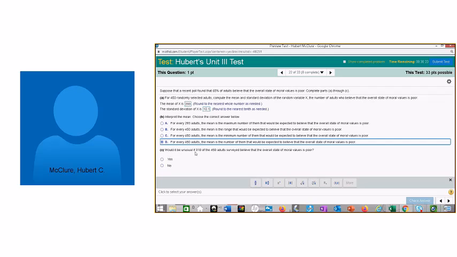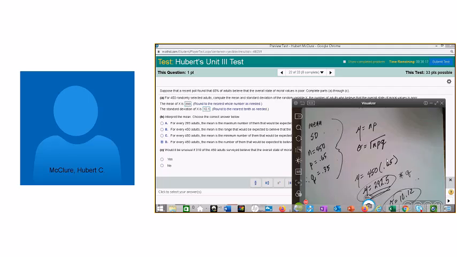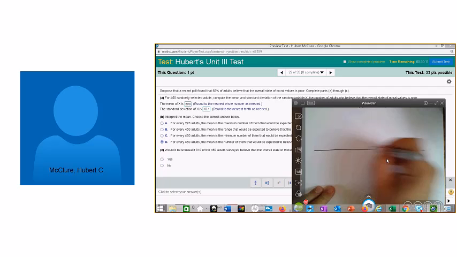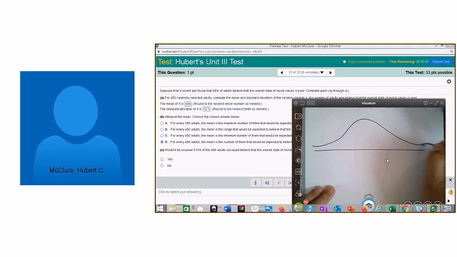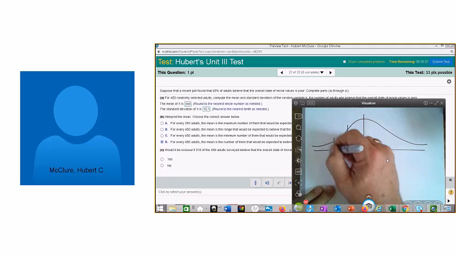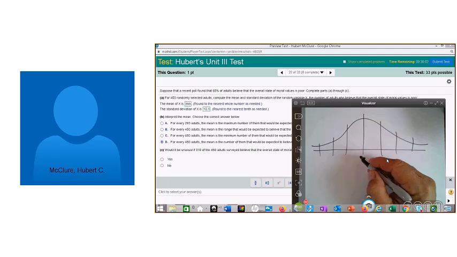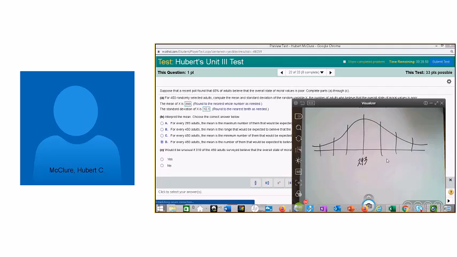Would it be unusual if 310, okay, what do you do there? Well, you've got a mean and a standard deviation, don't you? What do you do if you have a mean and a standard deviation? You draw the curve. Mean is equal to what? 293? All right, I'll do it.